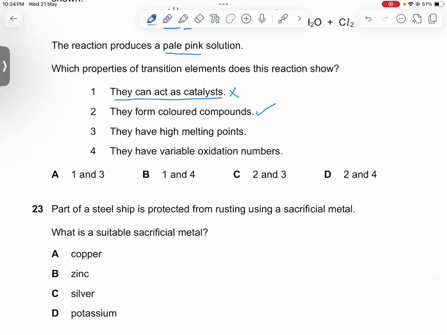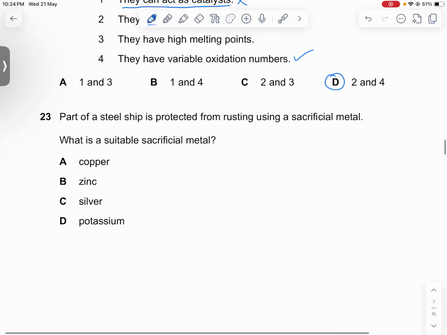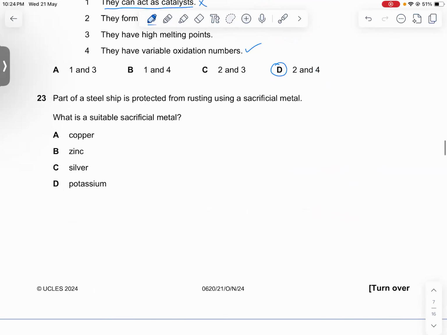So therefore the colored compounds are 2 and 4. So it is 2 and 4, D option. All right. Next question. Question number 23.